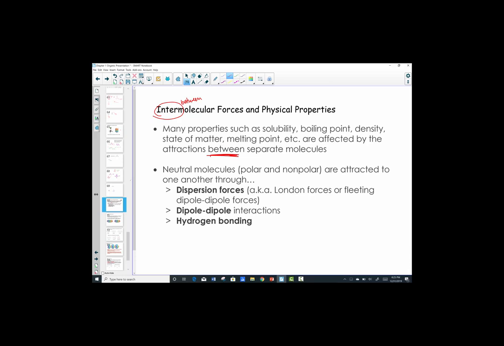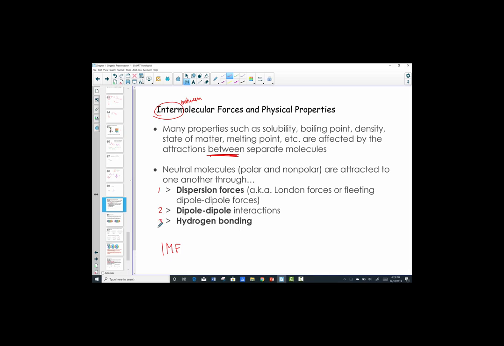And we have three different types of intermolecular forces. And I'm going to abbreviate those, by the way, as IMF, intermolecular forces. The first being dispersion, the second being dipole-dipole, and the third being hydrogen bonding.